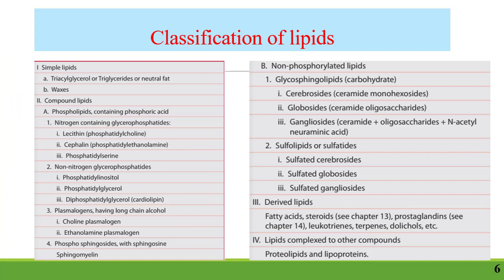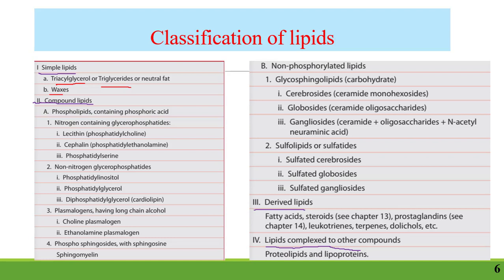In another type of classification, lipids are classified into four groups, including simple lipids, compound lipids or complex lipids, derived lipids, and also lipids complexed to other compounds. In simple lipids, we have two groups, triacylglycerol or triglyceride or neutral fat, and also waxes. Complex lipids also have different categorization, and in a future slide you will become familiar with this type of lipids, but here I want to summarize this categorization.